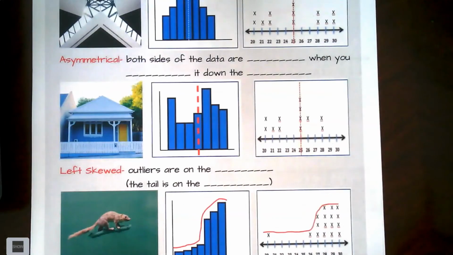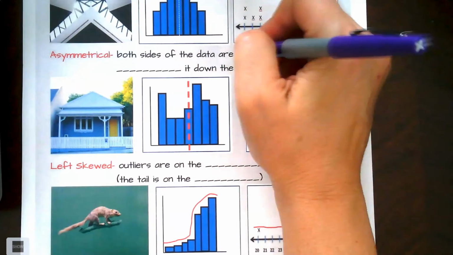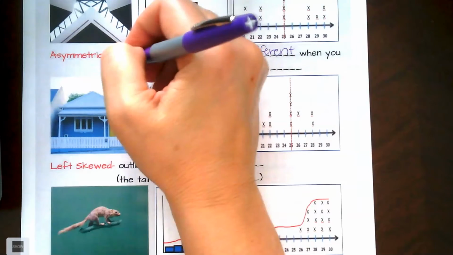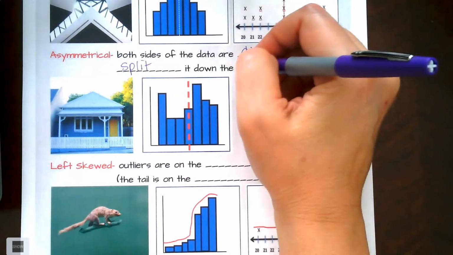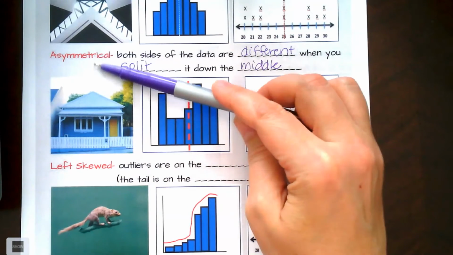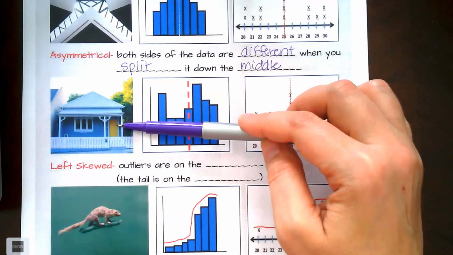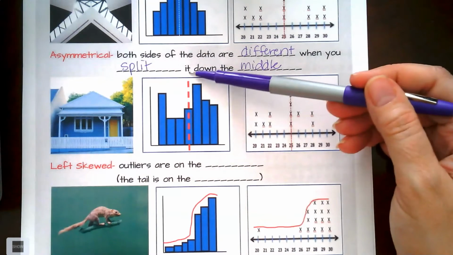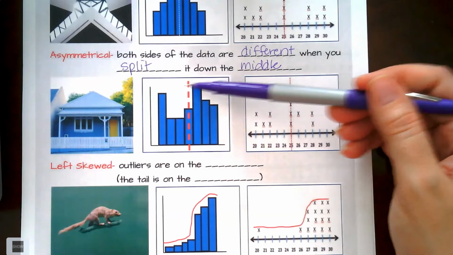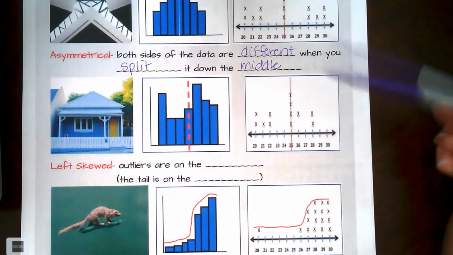The opposite of symmetrical is asymmetrical. And that's where both sides of the data are different when you split it down the middle. So if we were to split this house down the middle, do you see how if we folded it over, it would be totally different? We got some windows over here and a door over here. They would not match. If you look over here, we split it down the middle. This would match, but when I folded this piece over to here, those don't match at all. Neither do these, and these are different as well.